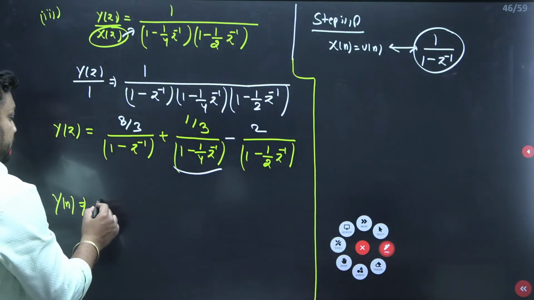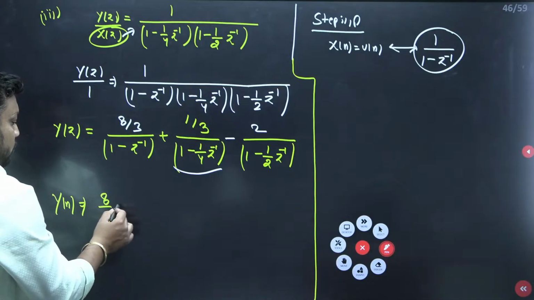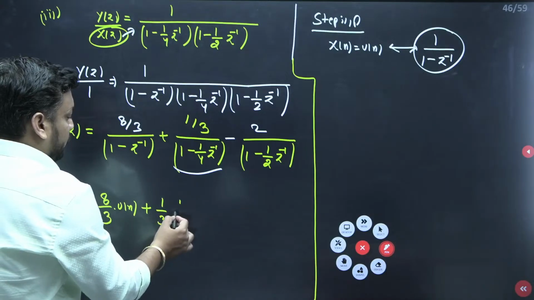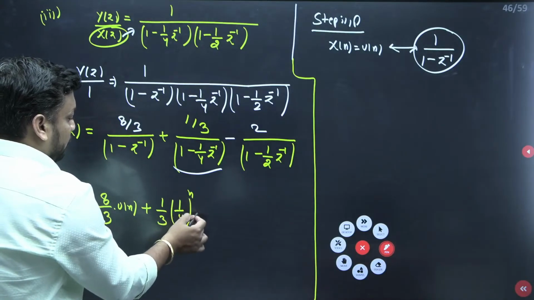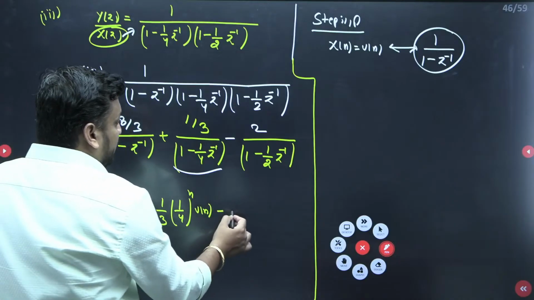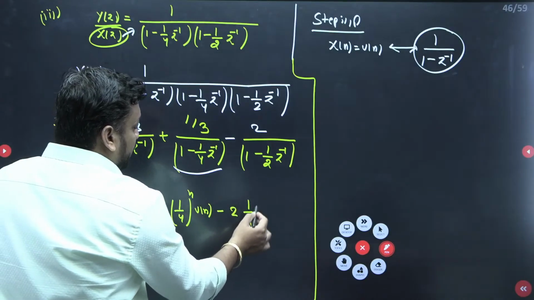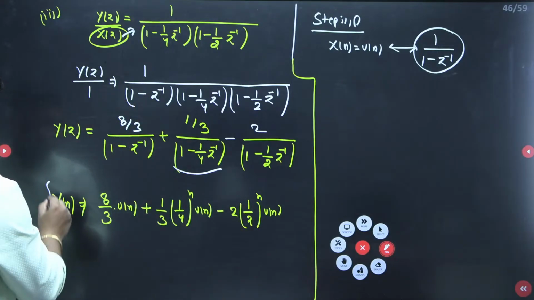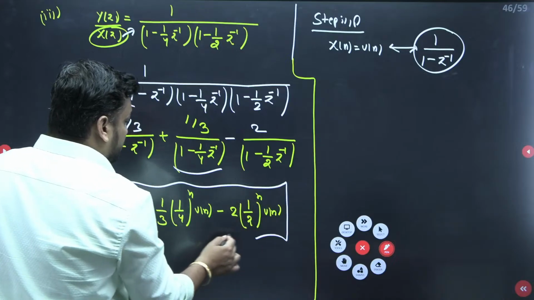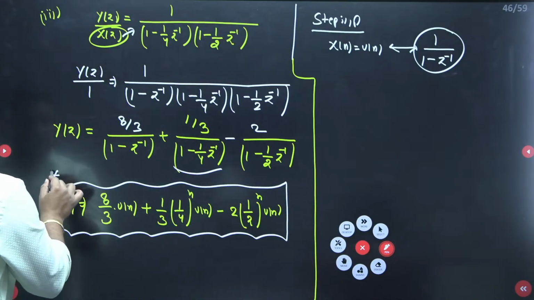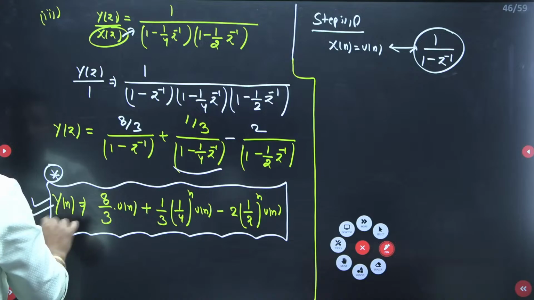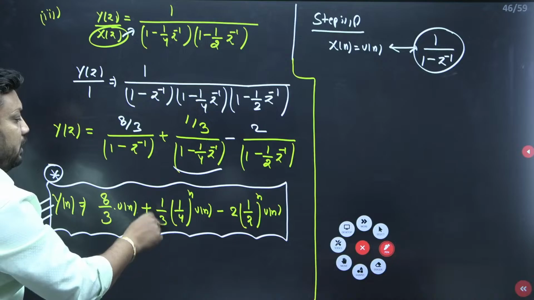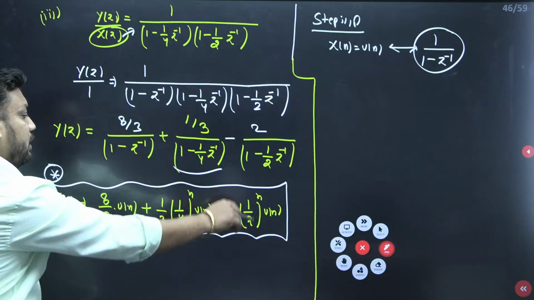So now when you take the inverse transform, guys, you will get 8 by 3 into u of n, and plus 1 by 3 into 1 by 4 to the power n into u of n, and you will also write minus 2 into 1 by 2 to the power n into u of n. So this is nothing but your y of n. Is this crystal clear to you? Yes or no? y of n equals 8 by 3 u of n plus 1 by 3 (1 by 4) to the power n u of n minus 2 (1 by 2) to the power n u of n.